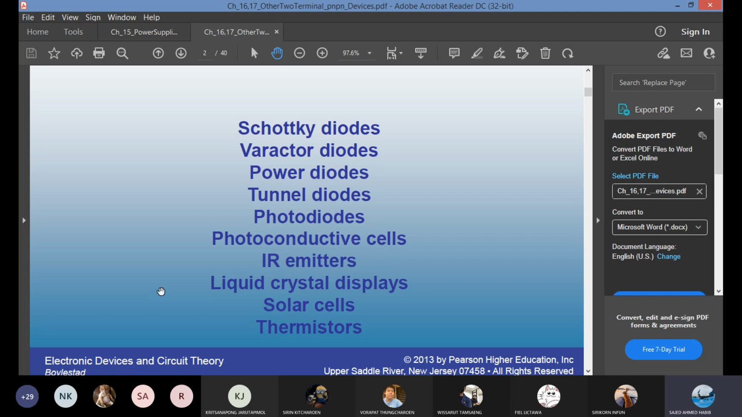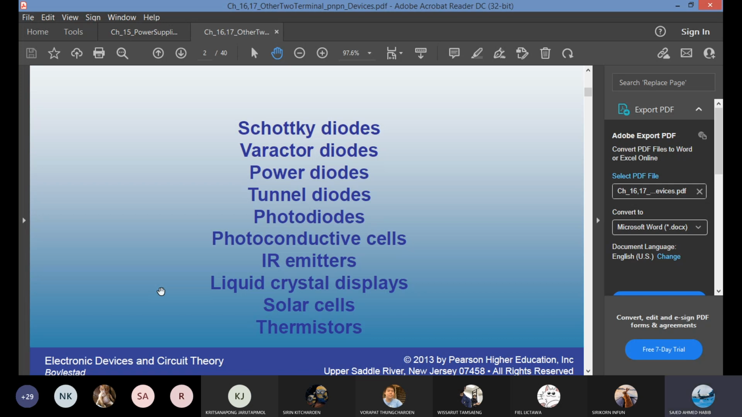Why do we study these last two chapters? In this world, we have a number of two-terminal devices which have a single p-n junction, just like your regular p-n junction diode or a Zener diode, which also has two terminals. Yet their modes of operation are totally different from the basic diode. Their terminal characteristics are also different. The areas of application are also totally different from the basic diode and the Zener diode.